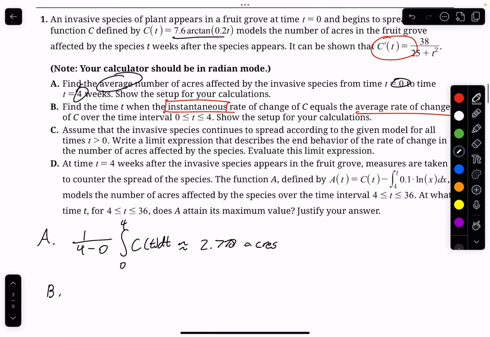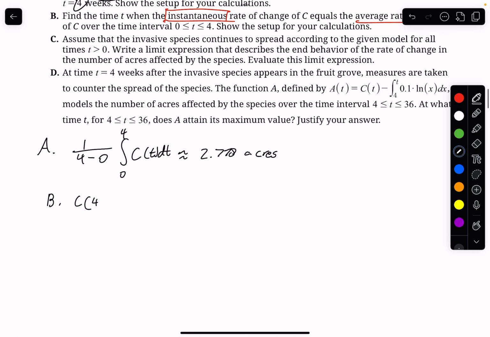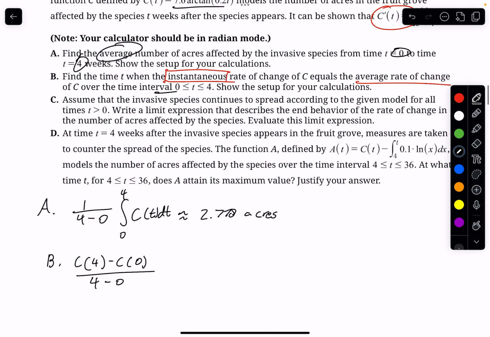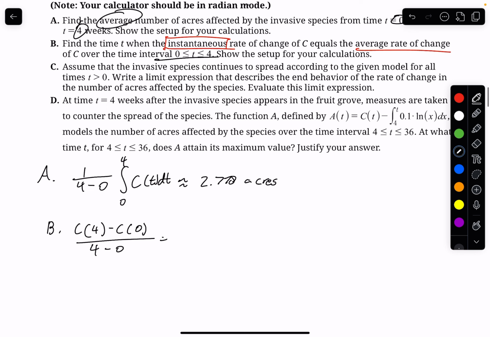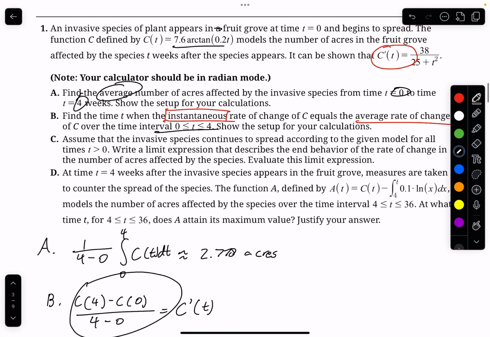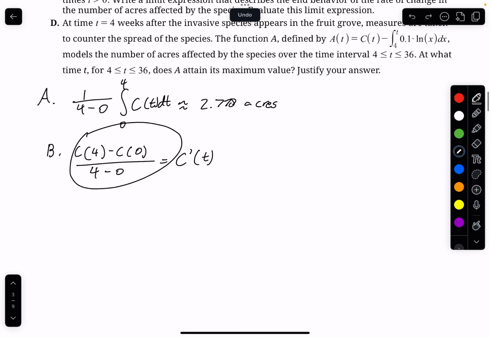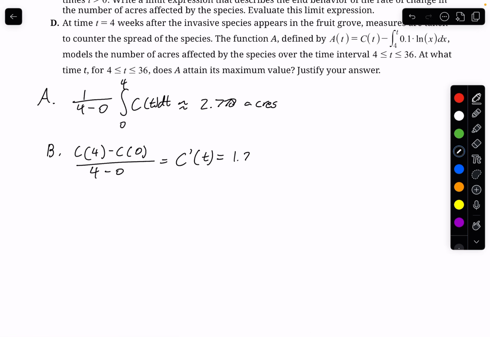Our average rate of change is just going to use the slope formula, where we plug in our bounds. Our bounds are 0 to 4 again, so I can simply do c of 4 minus c of 0 over 4 minus 0, which gives us our average rate of change on this interval. We're going to set this equal to c prime of t. Now, this is a value that we can compute because we're given the function. So when you plug this into your calculator, you're trying to solve for when c prime of t is equal to roughly 1.282.